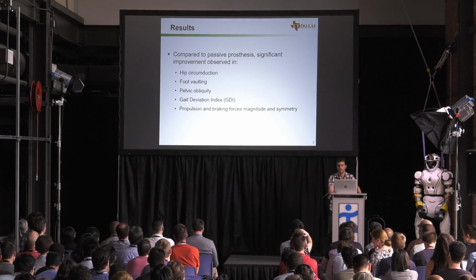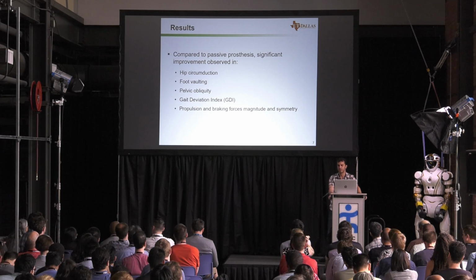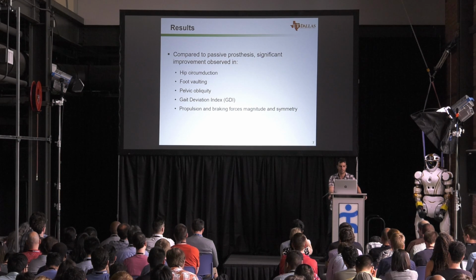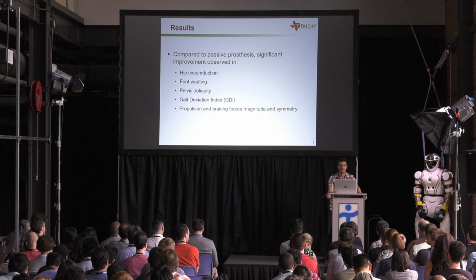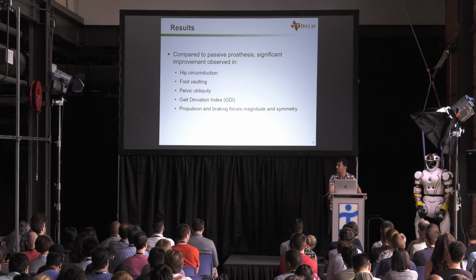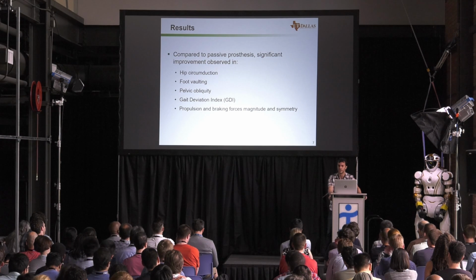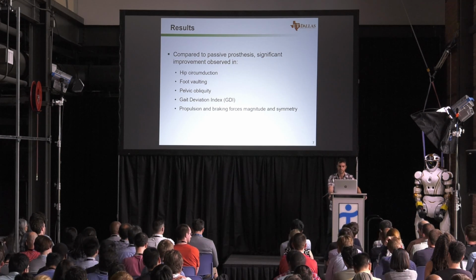So we did a mocap analysis of this controller with the powered leg against the baseline passive leg of the amputee. And it showed significant improvement in all these kinematic parameters that determine the quality and symmetry of the gait.